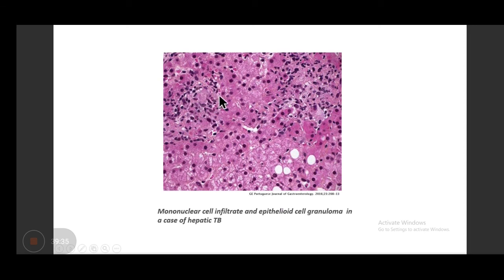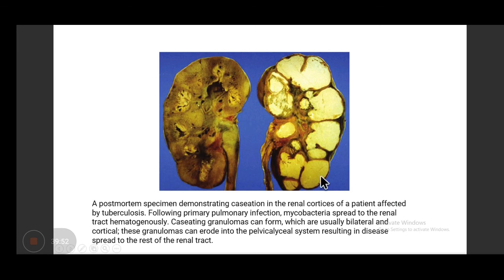So here in our patient, you can see these mononuclear infiltrates. You can see epithelioid cells. As I told you, necrosis may or may not be there. Here you have a collection of epithelioid cells. So this is an ill-formed granuloma basically, along with mononuclear cell infiltrates. Here also you have mononuclear cell infiltrates in a case of hepatic tuberculosis.